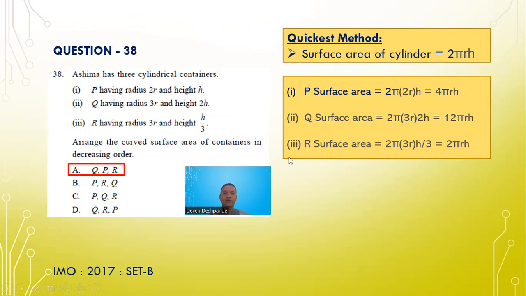So the surface area in decreasing order: the first is Q, which is 12 pi rh. Then it will be P, 4 pi rh. And last will be R, which is 2 pi rh. So the answer will be QPR. QPR is the correct option.